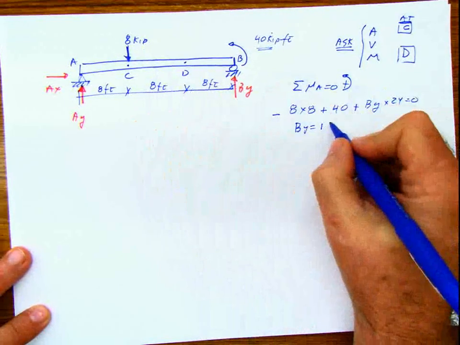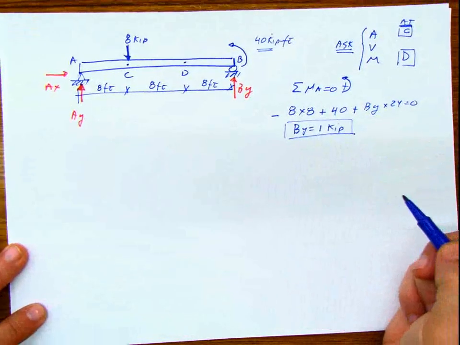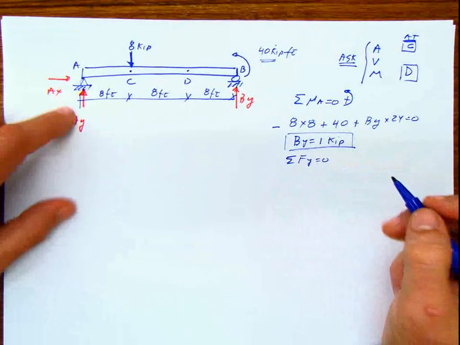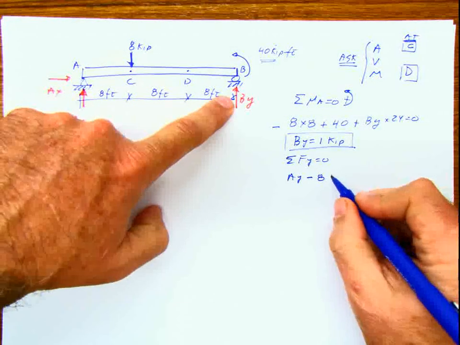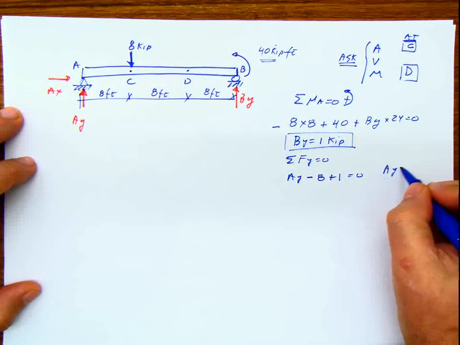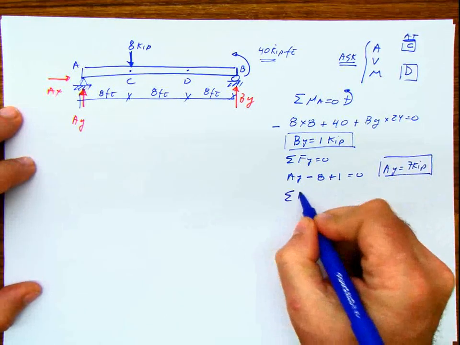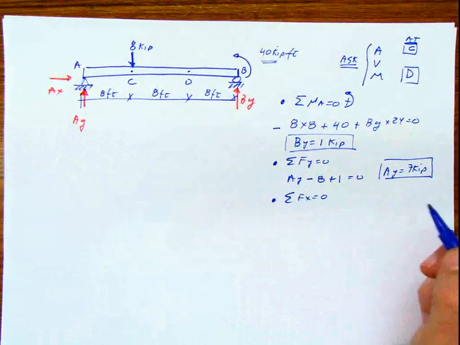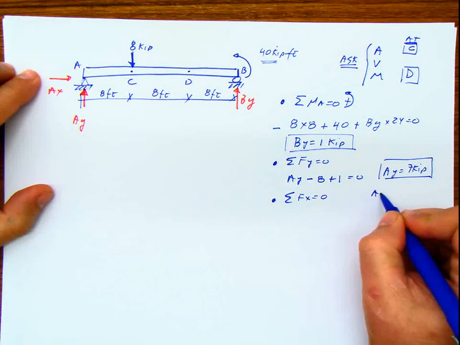Kip. Remember, kip, kilopound, 1,000 pounds. Summation of forces in Y equals 0. AY minus 8 plus 1 equals 0. AY equals 7 kip. Summation of forces in X equals 0. AX equals 0.